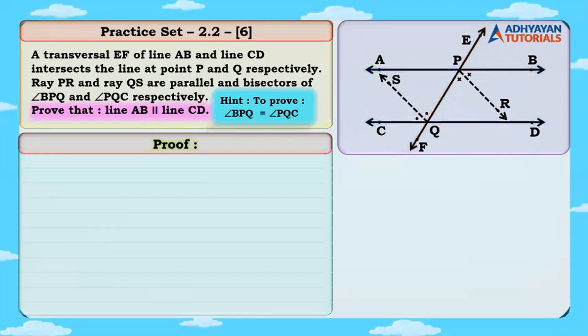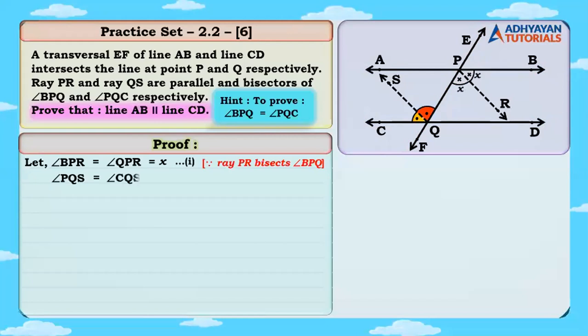Now, let angle BPR be equal to angle QPR be equal to, you can assume any variable. I have considered it as x. Equation number 1. Likewise, on the other side, let angle PQS be equal to angle CQS be equal to y. Equation number 2. Perfect. Now, which two lines are parallel is the given information, children? PR and QS. So we consider those two.